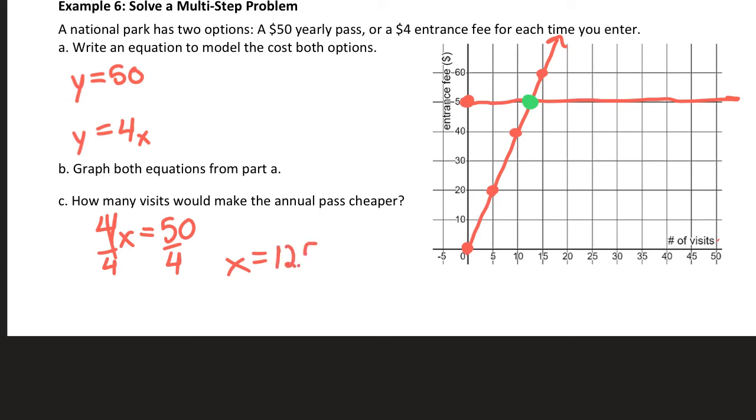Now you can't have a half a visit, okay? How many visits will make the annual pass cheaper? 13 visits, basically, because you can only do whole visits, right? So on that 13th visit, the annual pass is actually cheaper. So basically, if you go more than once a month, the annual pass becomes cheaper. So that's a good way to compare two things and then see when one overtakes the other.